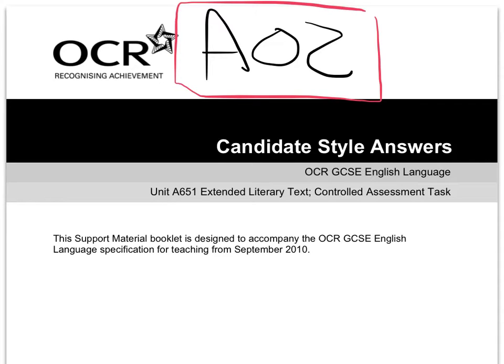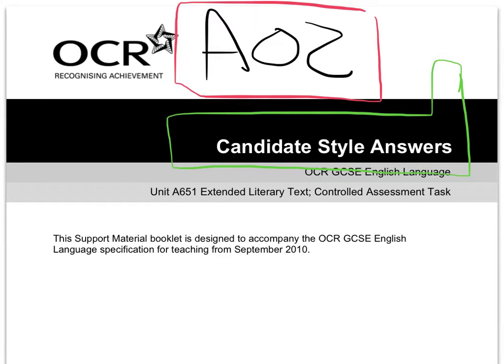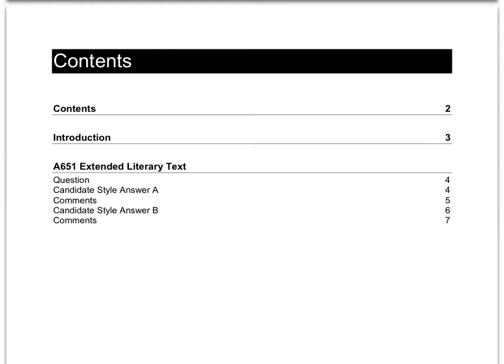Okay? And to do this, we're going to look at some candidate answers. So right here, candidate answers. That's what we're going to be looking at today. And all these things, once again, can be found at the OCR website. You can get these at the OCR website just by looking at the literature section from 2010. And I believe the number of this one is A651. Okay, so here we go. We're just going to continue on to the next page and give an overview of the contents.